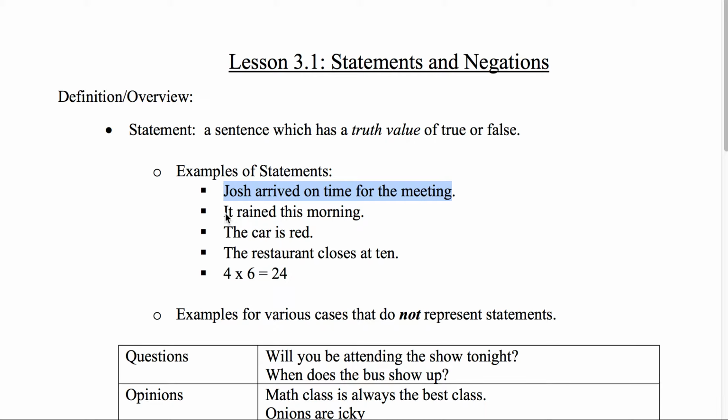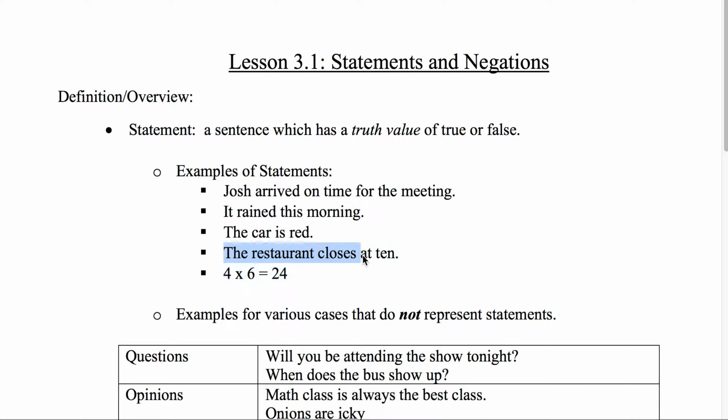The second one that we have as an example for a statement is, it rained this morning. Again, that is either true or false, and therefore that makes it a statement. The car is red. Again, either your car is red or it's not. So that's either true or that's false. That makes it a statement.